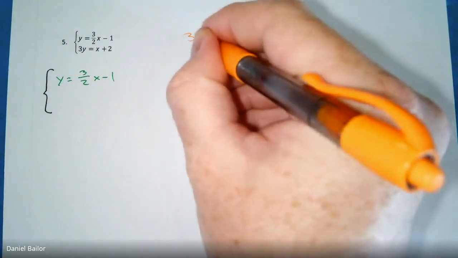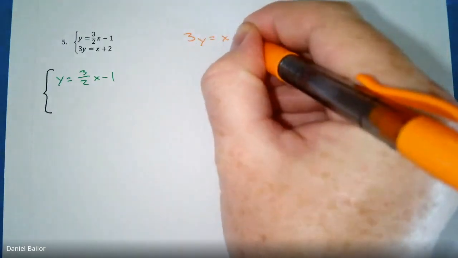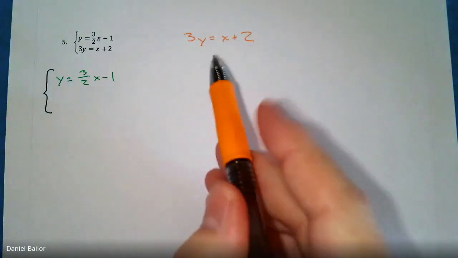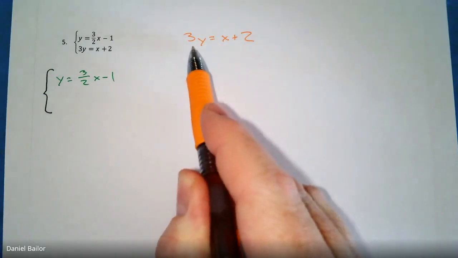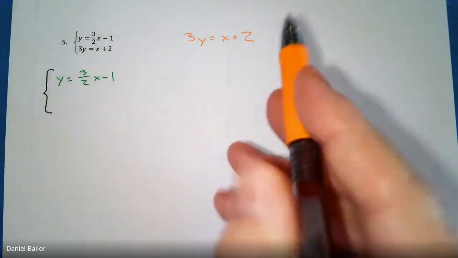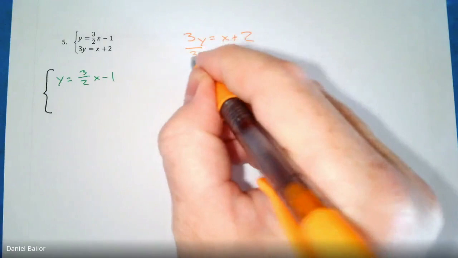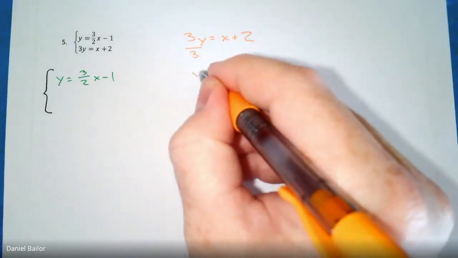So let's change that into slope-intercept form. To do that, we're pretty close. We just want to isolate the y. Right now we have 3y on the left. To make that just y, we need to divide by 3, because 3y divided by 3 is y.